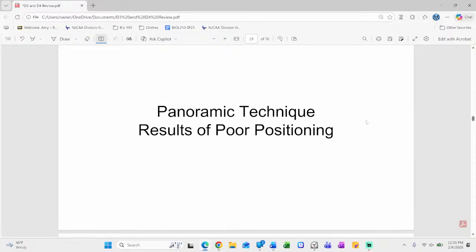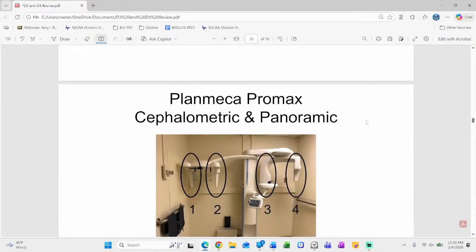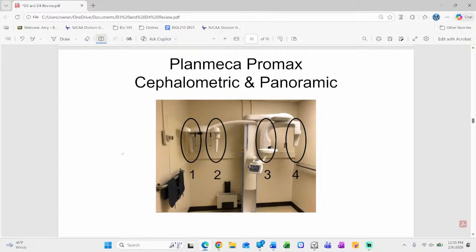All right, you know our unit, right? You know what everything is. Number 1 is our Ceph sensor. 2, soft tissue filter for the Ceph or for a PA. Whatever, PA shouldn't be needed, but Ceph, because I've got soft tissue hanging out there by itself, and then I've got hard tissue behind. Number 3 is my source for both techniques, right? I only have one radiation source, and then pan sensor, number 4.